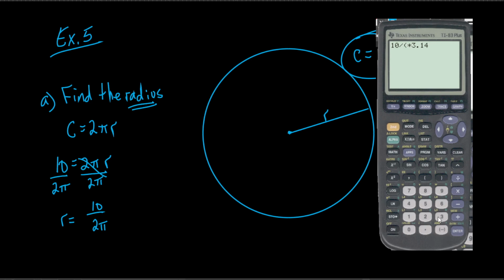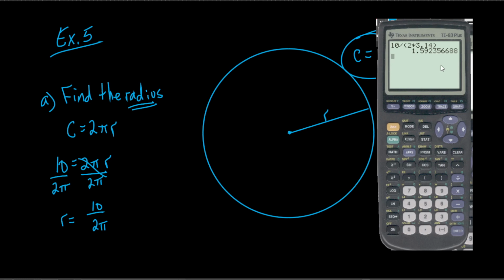So I'm going to put 2 times, where's the times? Pi, 3.14. Was that it? Just 2 times 3.14? What did I have? Yeah. Okay. And then equals, and I get that number right there.